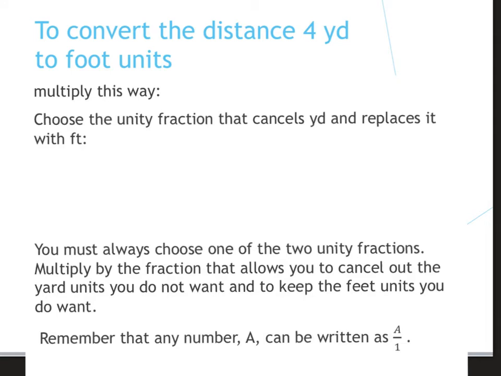So let's convert the distance 4 yards to foot units. We will be multiplying. You're going to choose the unit fraction that cancels the yards and replaces it with feet. So we are going to start by writing 4 yards as a fraction. 4 yards, because there is no per, we can write it over 1, times, and we need to cancel yard units. Because the yard units are in the numerator, we will cancel to the denominator. So we're going to put our yards down here, and our feet will go in the numerator.